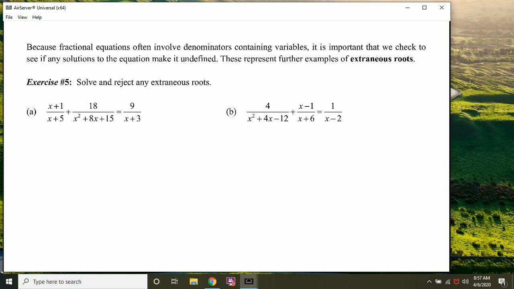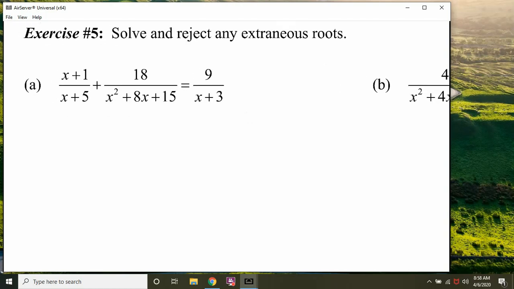So in number 5, it looks worse than it is. Again, it's like what we saw with complex fractions, multiplying and adding and simplifying in general. If you can factor the denominator, factor it. So in part A, x plus 1 over x plus 5, plus 18 over x squared plus 8x plus 15, equals 9 over x plus 3. So the middle term, 18 over, that's something we can factor. And what you'll typically find, let's take a look at these factors. So I'm going to rewrite this.